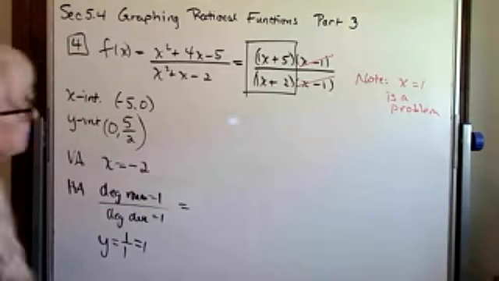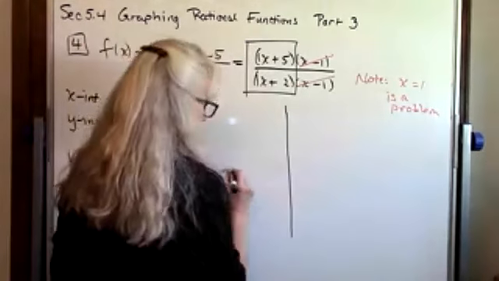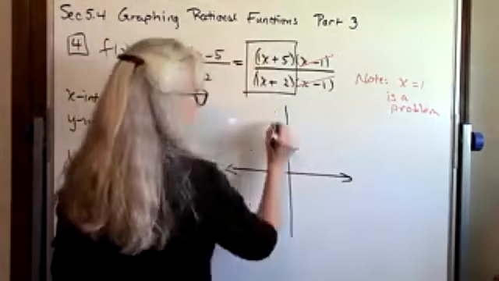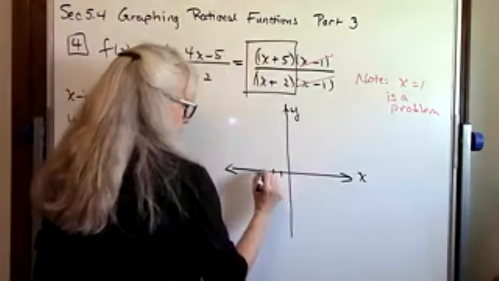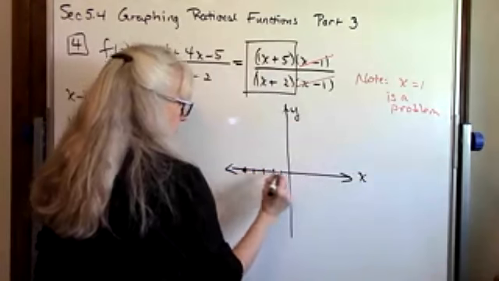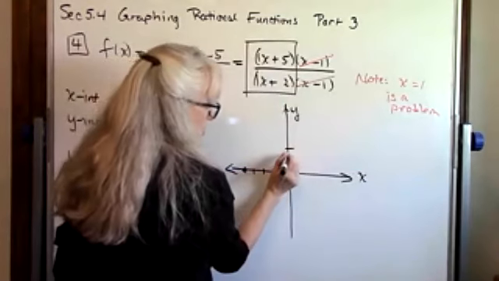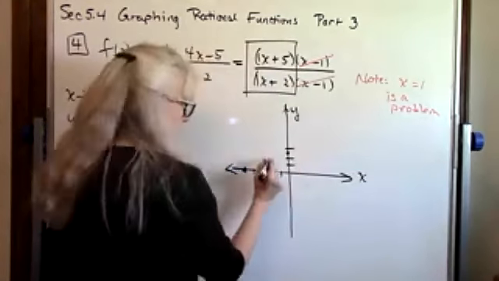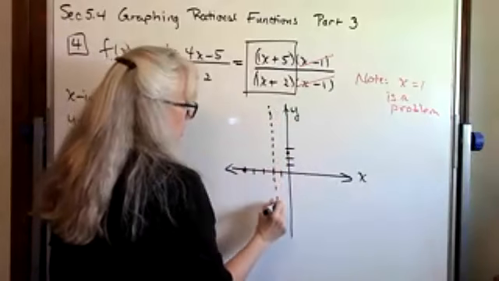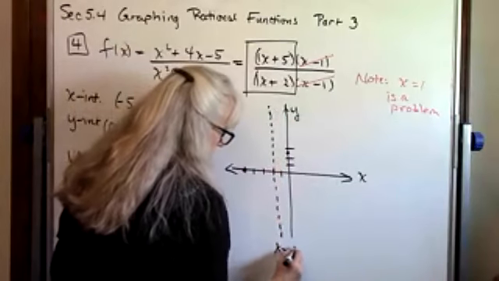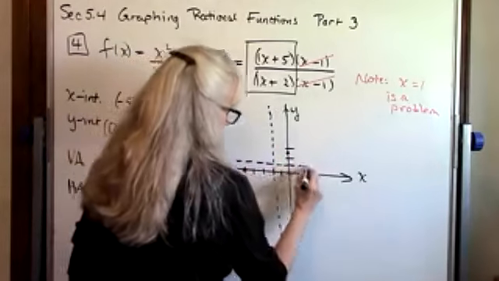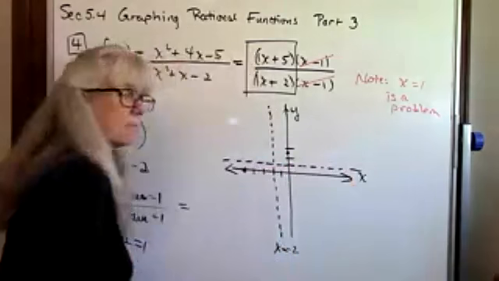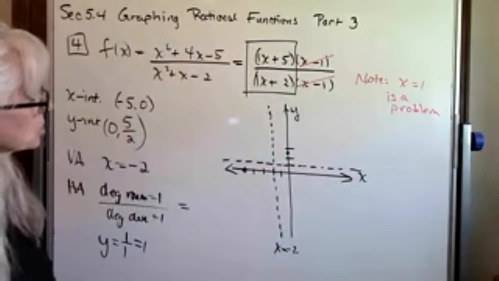Let's go plot it. Okay, so we have -5, 1, 2, 3, 4, 5. We have positive 5 halves, which is 2.5. I have a vertical line at x equal -2, and I also have y equal to 1. Looks something like that. Okay, let's draw it in.